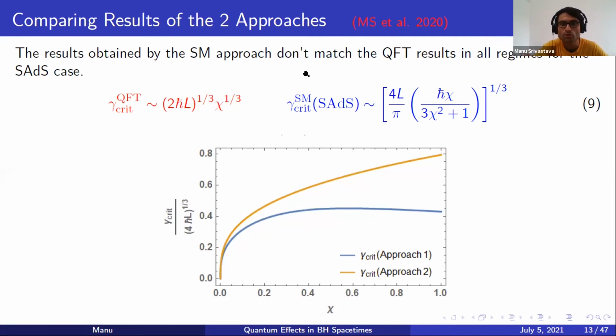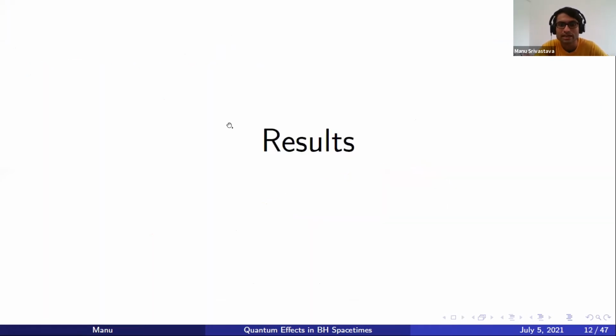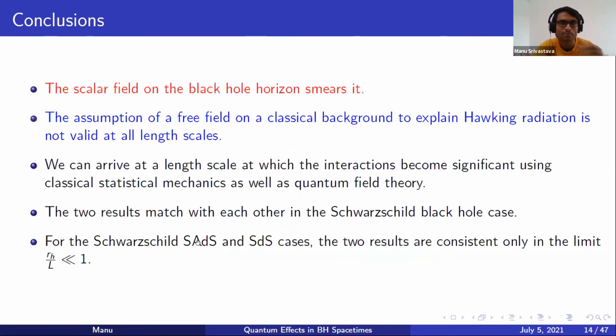And that was also found by Casher et al. in 1997, that both these approaches are equivalent for a usual Schwarzschild black hole. But these two approaches, for, say, the SAdS case, turn out to be equivalent only in the small black hole region. So that was the main result of our paper.